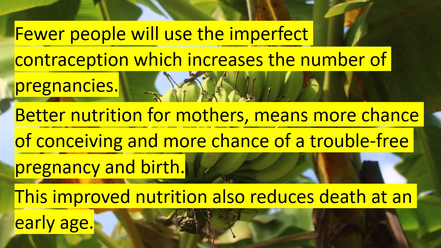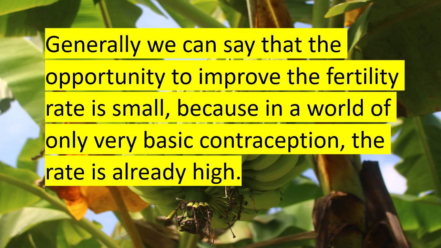Fewer people will use the imperfect contraception, which increases the number of pregnancies. Better nutrition for mothers means more chance of conceiving and more chance of a trouble-free pregnancy and birth. This improved nutrition also reduces death at an early age. Generally, we can say that the opportunity to improve the fertility rate is small because in a world of only very basic contraception, the rate is already high.